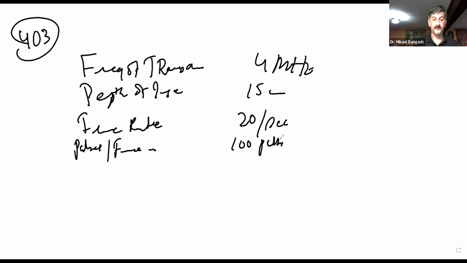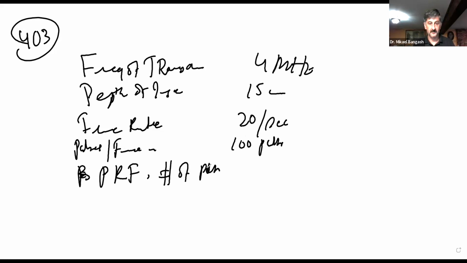What is the PRF of the system? So the question is asking us, what is the PRF? And what did you say PRF was? That's going to be the number of pulses repeated per second.